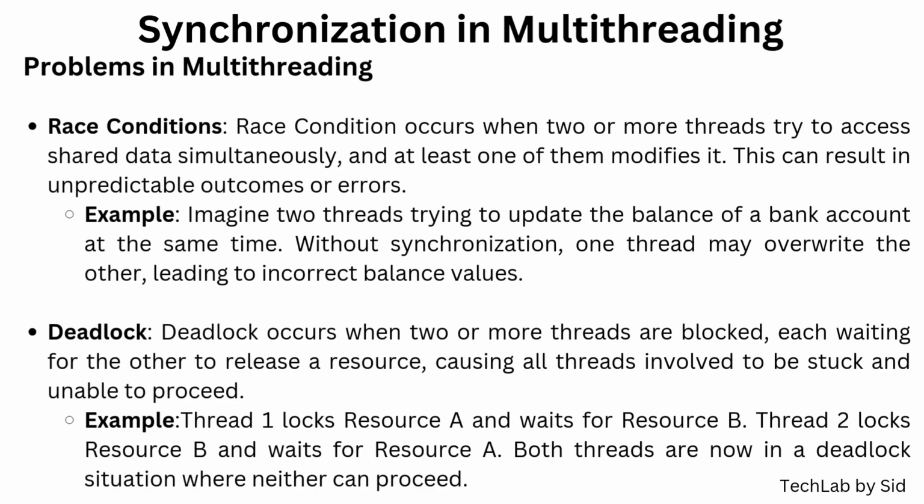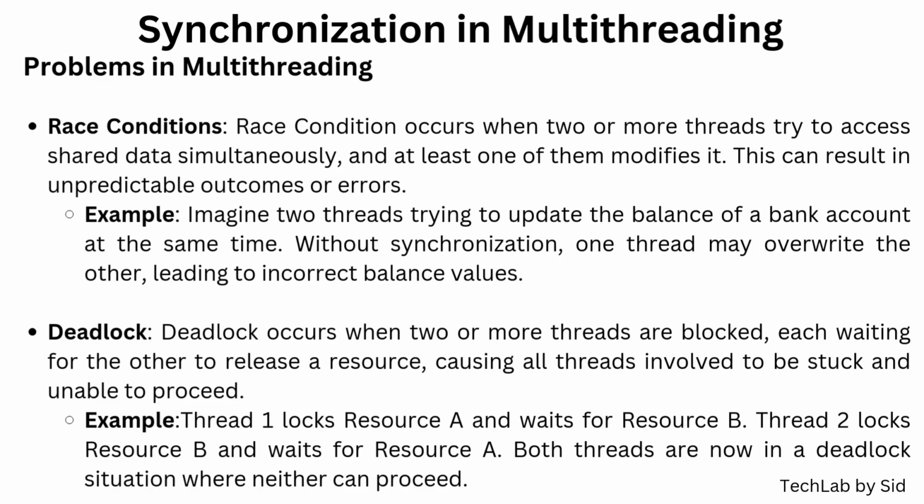Multithreading can lead to several challenges, with race conditions and deadlocks being two common issues. Race conditions occur when multiple threads attempt to access and modify shared data simultaneously, causing unpredictable results or errors. For example, if two threads try to update a bank account balance at the same time without proper synchronization, one thread may overwrite the other, leading to incorrect balance values.